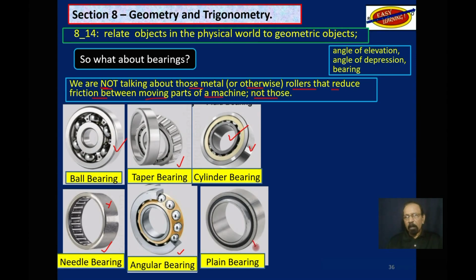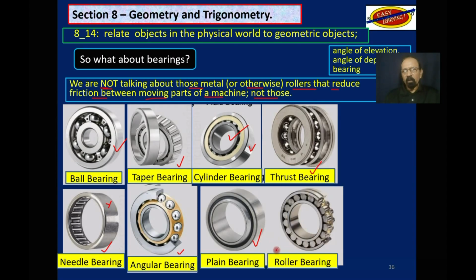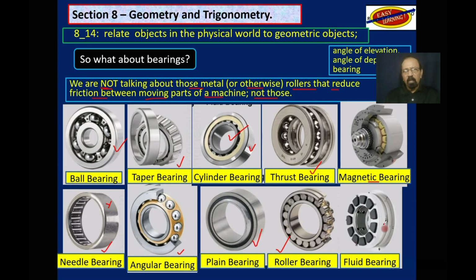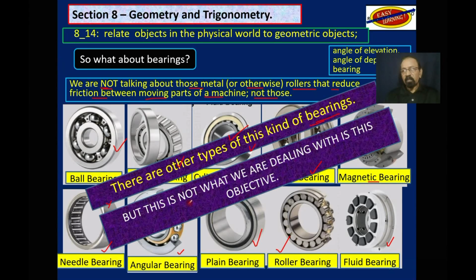This is a picture of a plain bearing. This is a picture of a truss bearing. This is a picture of a roller bearing. This is a picture of a magnetic bearing. And this one here is a picture of a fluid bearing. And there are other types of this kind of bearings. Okay, we are not talking about those. This is not what we are dealing with in this objective. Not that kind of bearings.